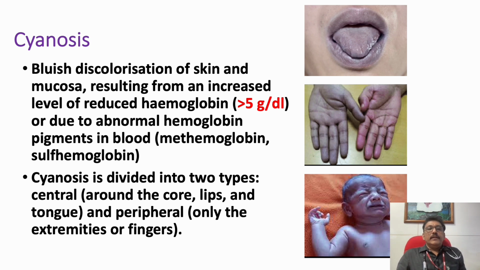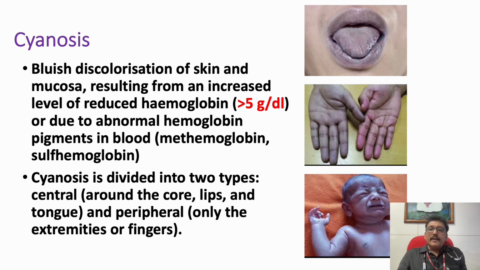Cyanosis is mainly divided into two important types: one is central cyanosis, the other is peripheral cyanosis. Most conditions like cardiac disease and lung disease produce both central and peripheral cyanosis, so throughout the body the patient will be cyanosed. Whereas some conditions that produce peripheral vasoconstriction, like Raynaud's phenomenon, or vascular injury producing focal vascular obstruction, produce focal cyanosis. That means only the peripheral part will be cyanosed.